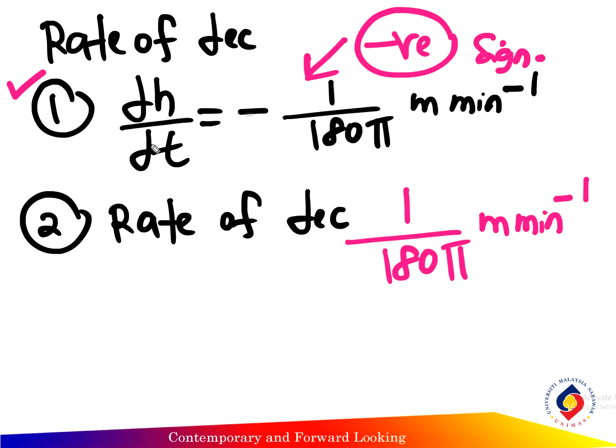Okay. Or second method, you can write down the final answer here. You write down, rate of the decrease equals 1 over 180 pi per minute. Yeah, maksud dia, kalau you tulis pendek macam number 1, you letakkan negative sign. Kalau you tulis panjang macam ini, rate of decrease, you tak perlu letakkan sign negative. Okay, mudah sahaja.